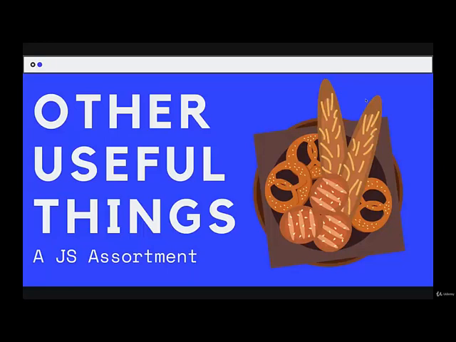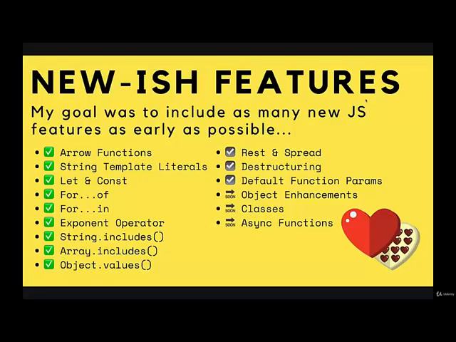Hey, welcome everyone. In this section, we're doing things a little bit differently. I'm calling it Other Useful Things, a JavaScript assortment, hence the assorted bread on the right. As we've gone through this course so far, I've been trying hard to integrate new JavaScript features as organically as possible, wherever they make sense.